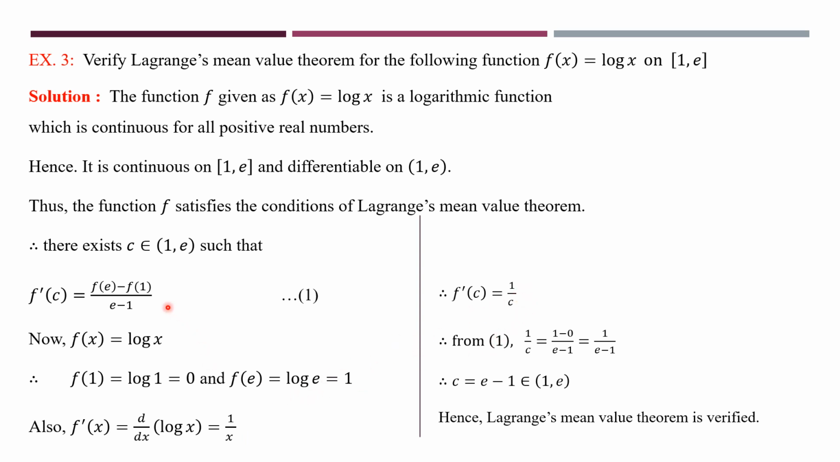Putting these values in this formula, denoted by equation 1, we get f'(c) = 1/c equals (f(b) - f(a))/(b - a). That is, f(e) - f(1) is 1 - 0, divided by b - a, that is e - 1, which is equal to 1/(e - 1). Taking the reciprocal, c = e - 1. Its value belongs to the open interval (1, e). Hence, Lagrange's mean value theorem is verified.